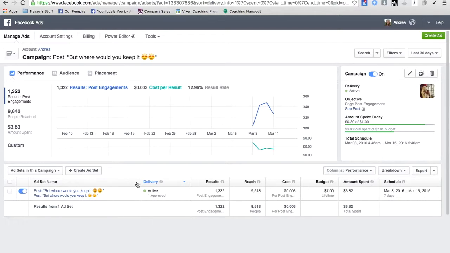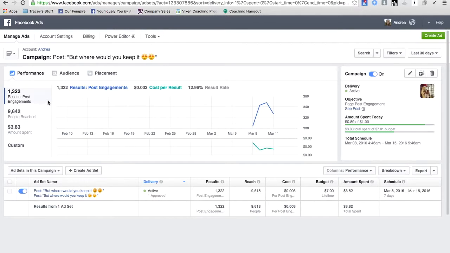I get asked what each of these columns means and what all of the numbers mean. So we're going to start over here on the upper left. When you see this results and it says post engagements, you're going to have post engagements, video views. There's a lot of different options here that it could say after results. That's just what type of ad you have.